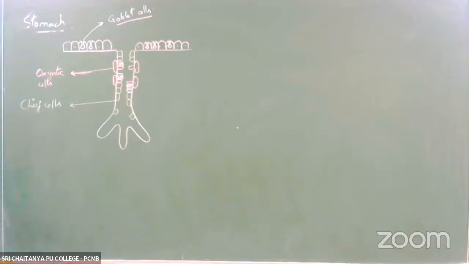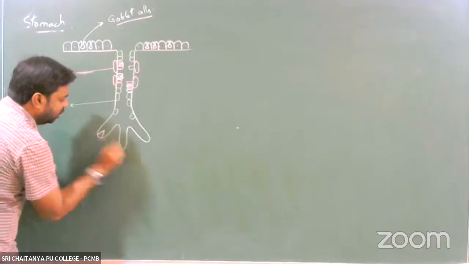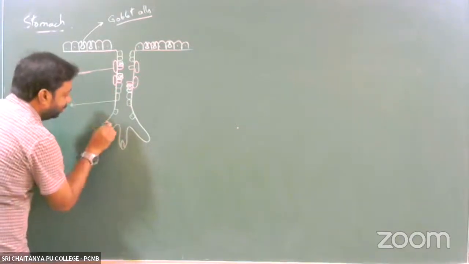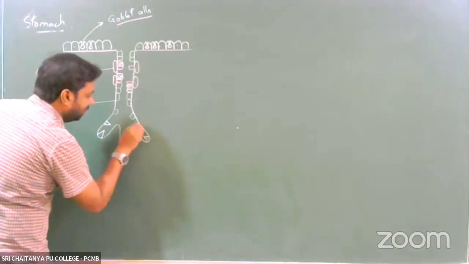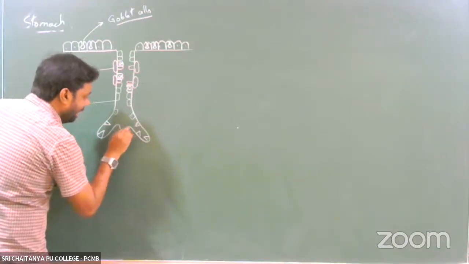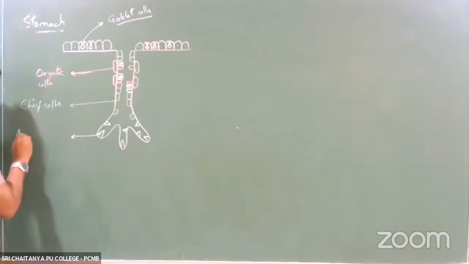Then we have the fourth type of cells. These cells are triangular shaped. They are large triangular shaped cells, and here we would have these large triangular shaped cells being present. We would start calling these cells the argentaffin cells.